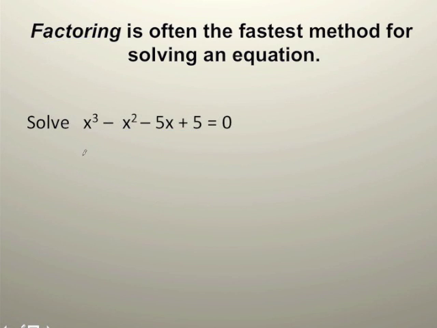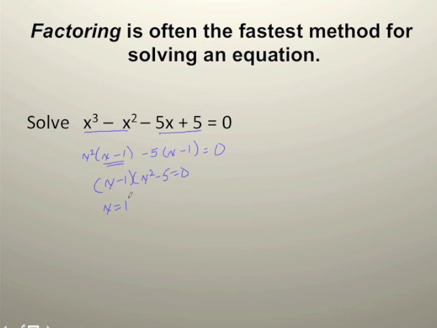Let's try, this is 4 terms, so let's try grouping again. I think I can take an x squared out of the first 2 terms and I'll get an x minus 1. These both seem to have a 5, but I really want to get the same x minus 1. So if I'm going to get that x minus 1, I better take out a -5 and that gives me a positive 5. Yeah, that's good. So I have my x minus 1 and x squared minus 5 equals 0.